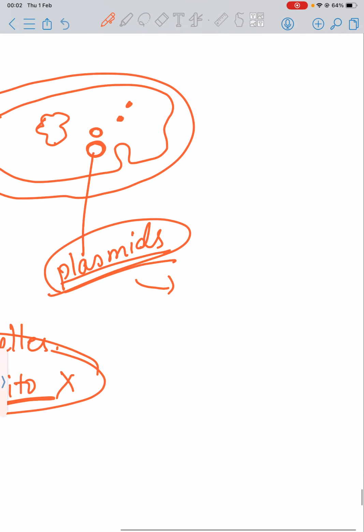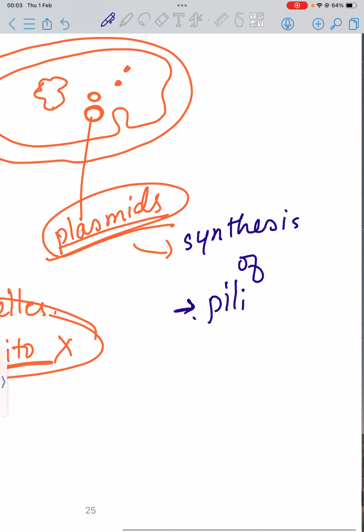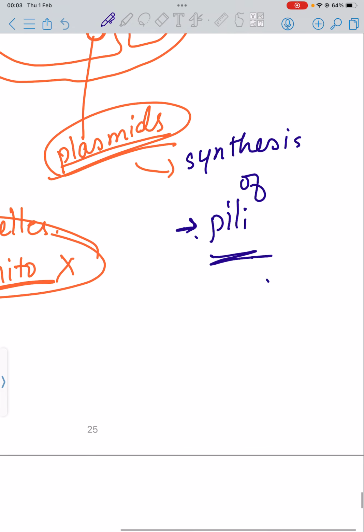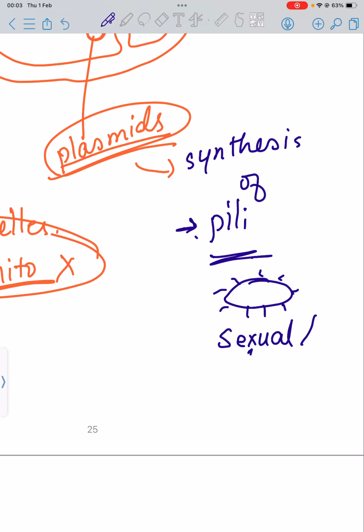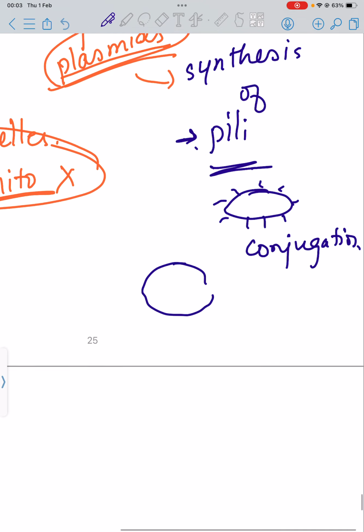What is the role of plasmids? Very simple. Extra chromosomal DNA, right? So they are responsible for the synthesis of pili. Now this pili thing has come up a lot. You know what pili are? These things. You know what they are used for? They are used for conjugation, that is meeting in a way. But remember, bacteria don't undergo sexual reproduction. So what are these pili used for?